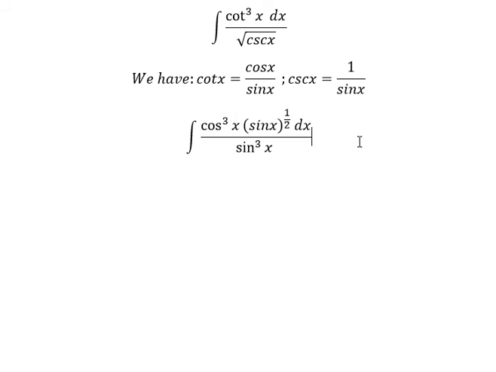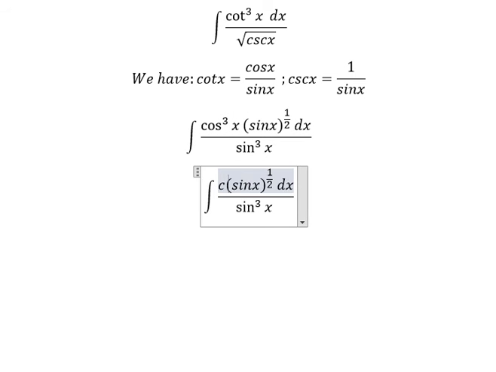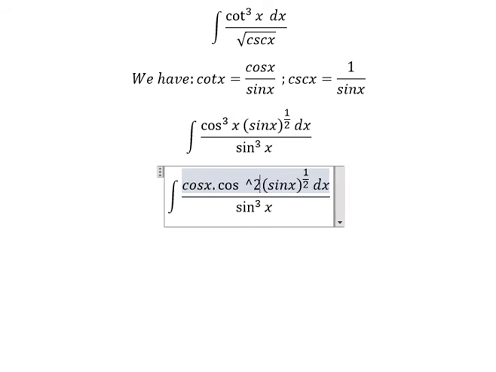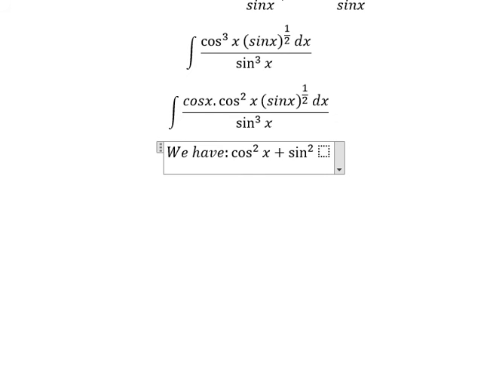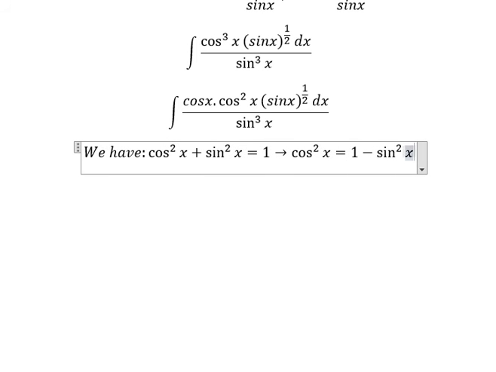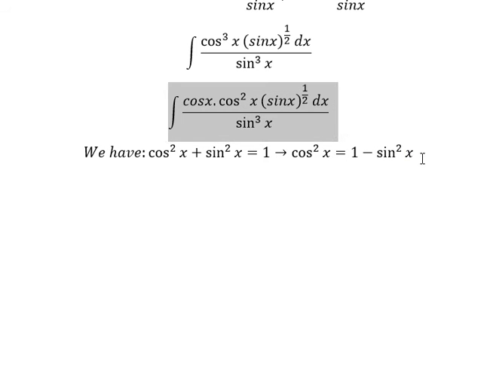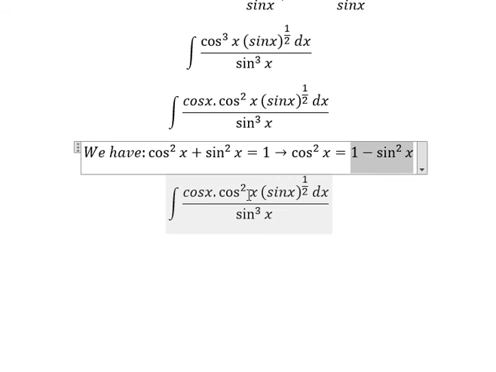Next, cosine x to the power of 3, we can write as cosine x multiplied with cosine x square. Next, we have cosine x square plus sine x square equal to number 1. So we got cosine x square equal to 1 minus sine x square. This one we change in here.